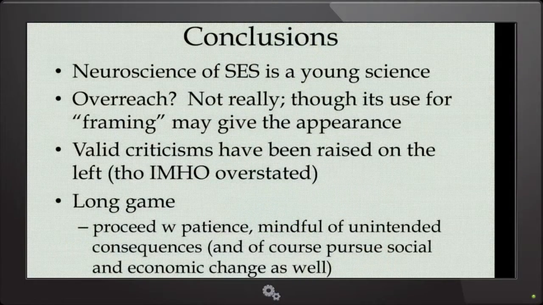Some of these Bolshevik sociologists have raised valid criticisms. I think they're overstated, but I think we need to take them into account. Like, are we moving the discourse too far away from social changes that need to take place by talking about the brain? And I just want to say, like all science, this is a long game. We've got to play a long game. We have to proceed with patience to really figure out what's going on scientifically. We need to be mindful of the unintended consequences and pathologizing poor people. And we need to pursue social and economic change as well.